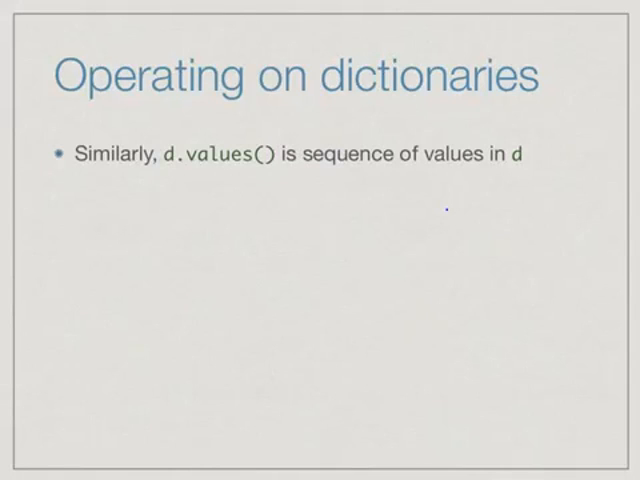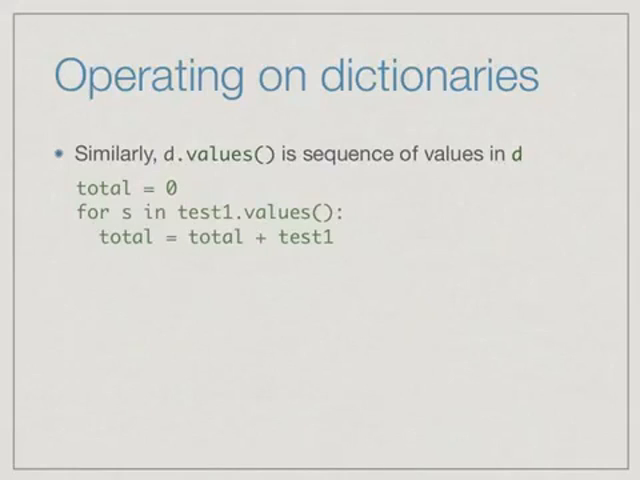So another way to run through the values in a dictionary is to use d dot values. So d dot keys returns the keys in some order. D dot values gives you the values in some order. So this is for example like saying for x in L or something, right? So you just get the values, you don't get their positions. So here you just get the values, you don't get the keys.